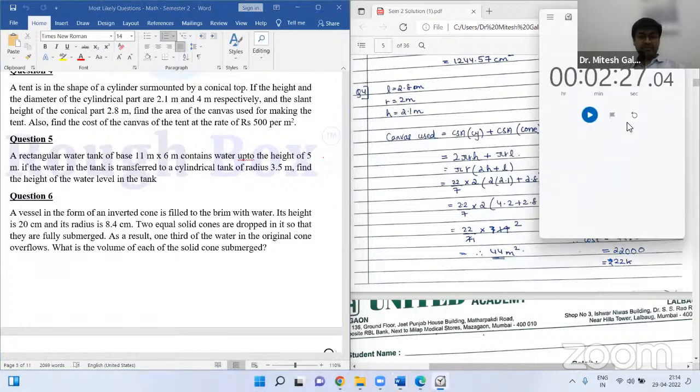This is again a typical one. You can expect such ones in the exam, where they are asking you the level of water. So Archimedes principle is what you're going to use here. Come on, everybody, try it out.